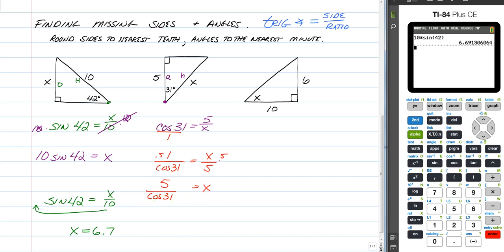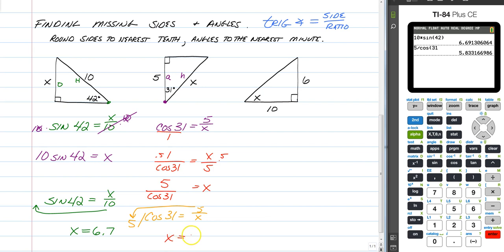Now again, some of you have learned things different ways. The other way you might have learned is if you have the cosine of 31 is equal to 5 over x, if x is in the denominator, denominator means divide. So you bring the 5 to the front and you do 5 divided by the cosine of 31. Again, doesn't matter to me how you do it as long as you know how to type it in your calculator and get the correct answer. So we just take our calculator, press 5 divided by the cosine of 31. We click enter and we get that x is 5.8.